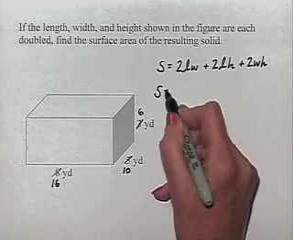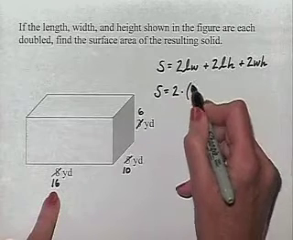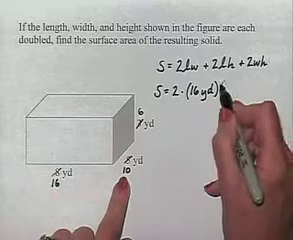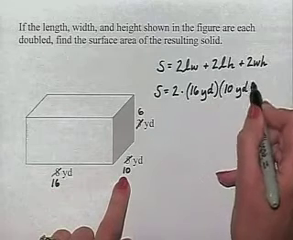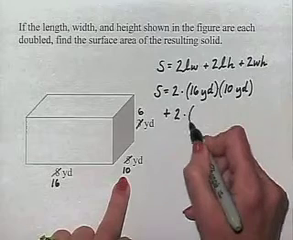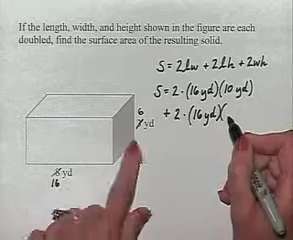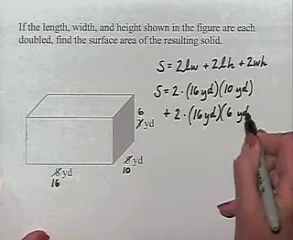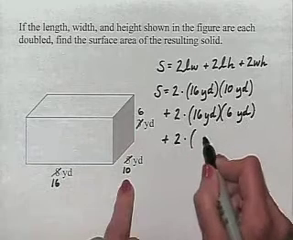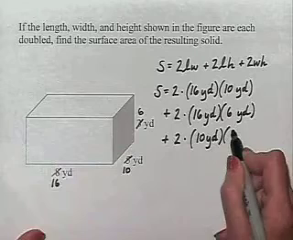Here, we'll begin by multiplying 2 times, we have a length of 16 yards, we have a width of 10 yards. We're going to add to that 2 times a length of 16 yards times a height of 6 yards. And then we'll add to that 2 times a width of 10 yards times a height of 6 yards.